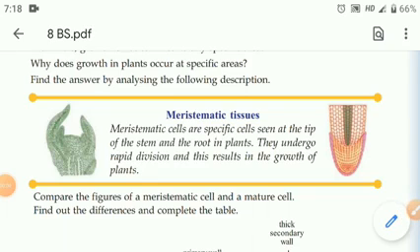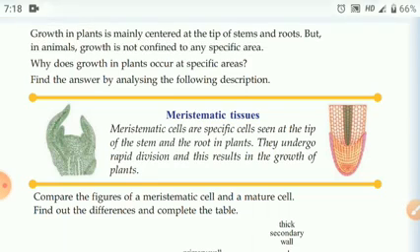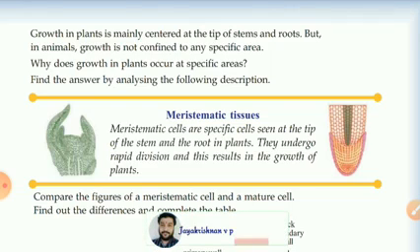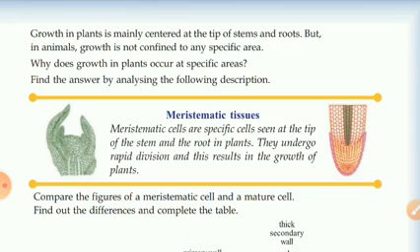Next topic is plant tissue, and in the beginning we're discussing the comparison between plant tissue and animal tissue. Growth in plants is mainly centered at the tip of the stem and root, but in animals, growth is not confined to any specific area. Another point about growth and development: in animals it is under a limitation, that means it is performed at a particular age. After that there is no further growth. And in plants, growth continues till the end of life.